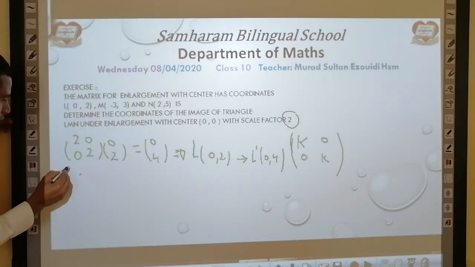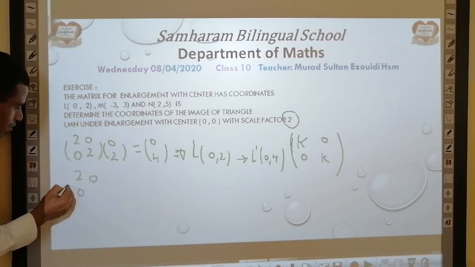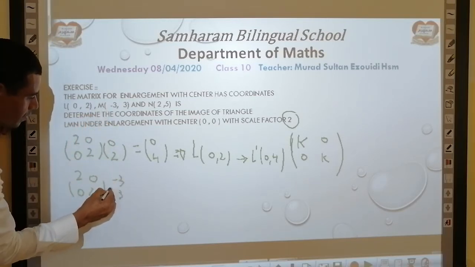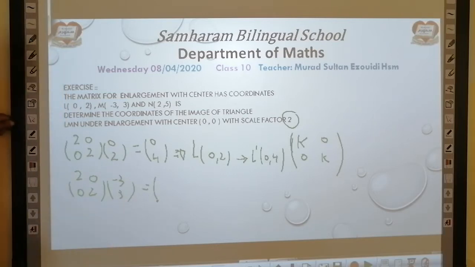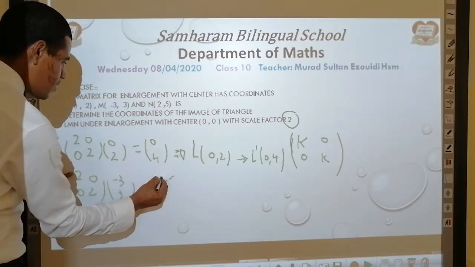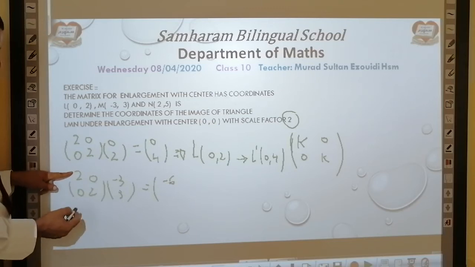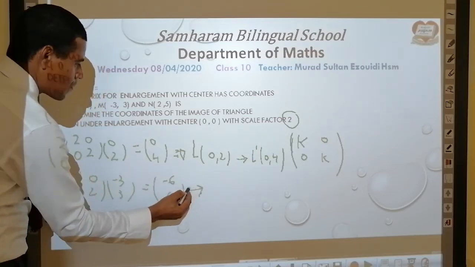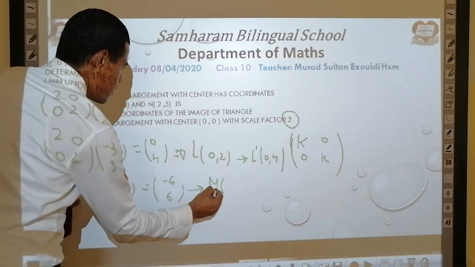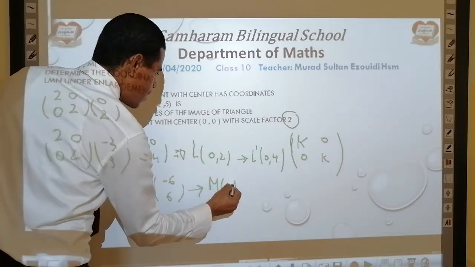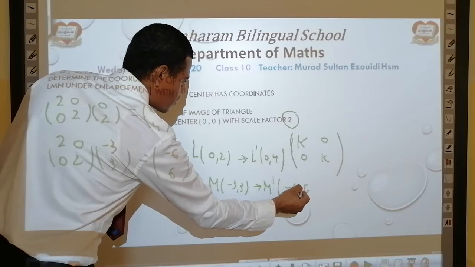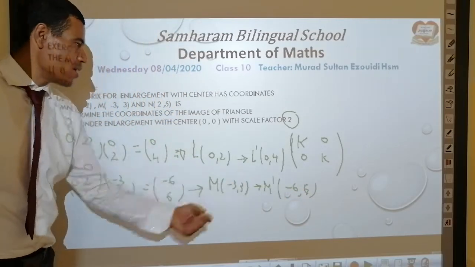The next one, also the same, 2, 0, 0, 2, multiplied by M, negative 3, 3. So this gives negative 6: 2 by negative 3 is negative 6, plus 0 by 3 is 0, so negative 6 plus 0 is negative 6. Then this one multiplied will be 6. So M of coordinates negative 3, 3 maps to M prime of coordinates negative 6, 6. Why? Because we multiply the coordinates by the scale factor.